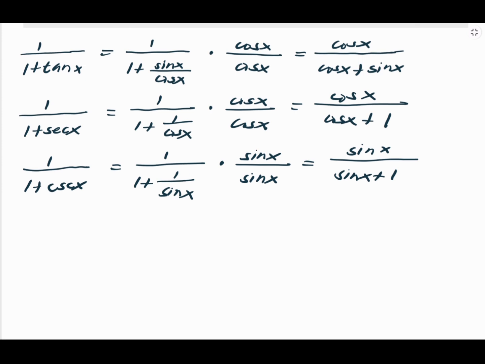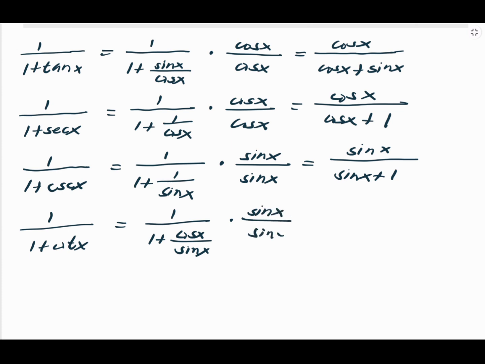Lastly, we have 1 over 1 plus cotangent of x, where cotangent is the reciprocal of tangent, so that would be cosine of x over sine of x. Again, we have sine of x in the main denominator, so we have to multiply by sine of x. Okay, we have sine of x over sine of x plus cosine of x.